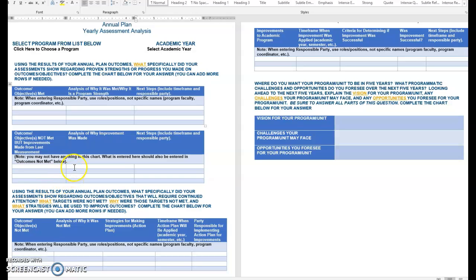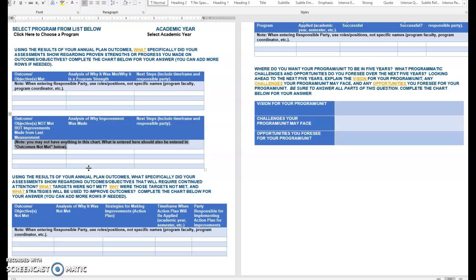What happened, why do you think there was an increase, what was working, and then again, any next steps or action plans. Note that anything you put in this chart will also come down here because the goal was not met. Additionally, you may not have anything in this chart, and that's okay, but please put things if you've made progress. Give yourself that credit for making progress and partially meeting your goals.